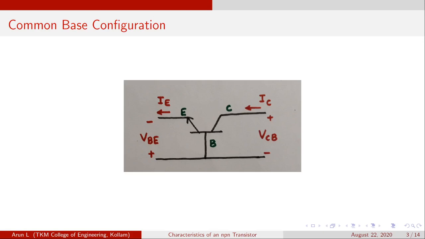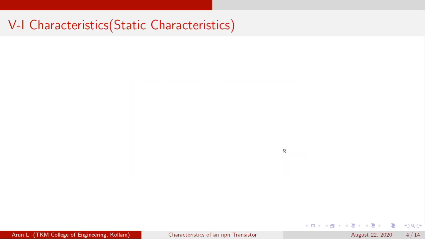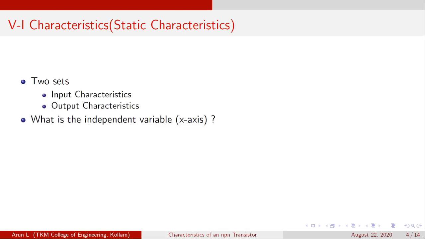Now to analyze the behavior of this particular element in terms of the terminal quantities, we can use characteristic curves. So there are VI characteristics or static characteristics to describe the terminal behavior of the device. There are two sets of characteristics. One is input characteristics, second one is output characteristics.